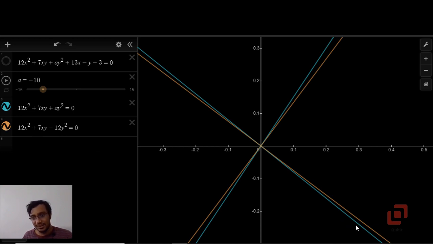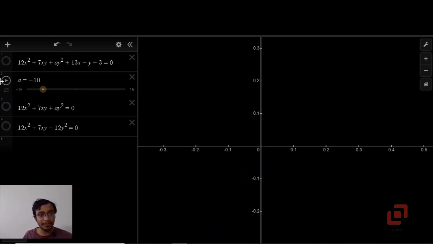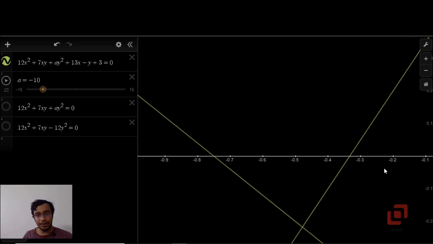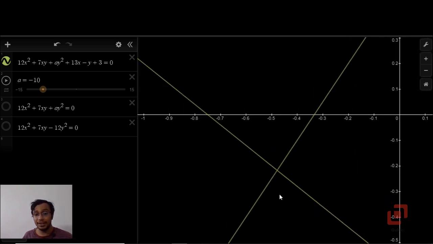Yes, you can see these gaps. If at all the angle were 45 degrees, these gaps should have been consistent, or I should say the same in appearance, but they're not. This gap is slightly wider than this gap, which disproves that the angle between our lines when a is minus 10 is indeed 45. Oh, sorry, not 45, 90.